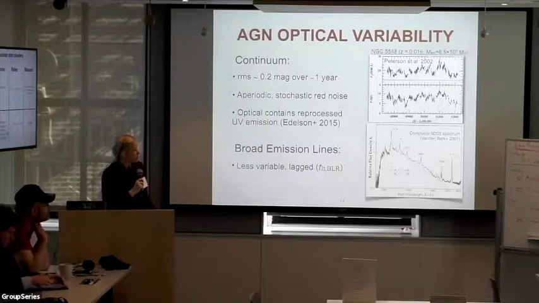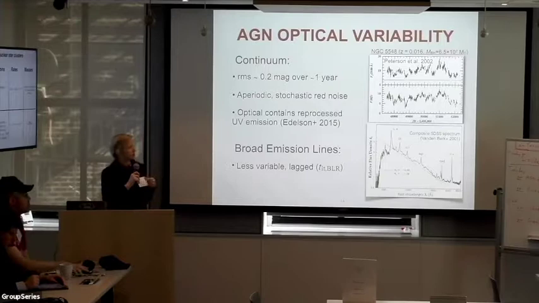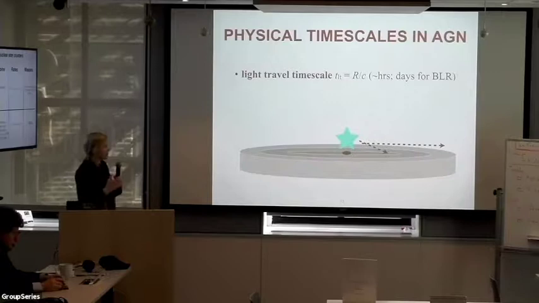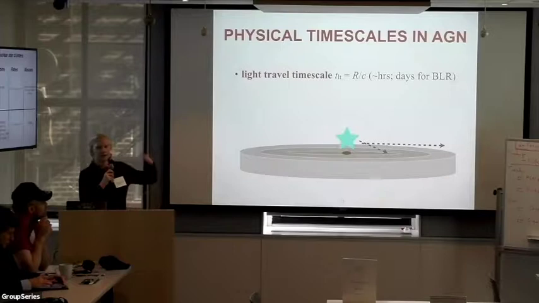We do know about the structure of the broad line region from measuring lags between the emission lines and the continuum variability. So this is all enabled by the light travel timescale. This is the first timescale I'll mention here. Basically, the time it takes for light to travel throughout the disk: if you can measure the response of different emission regions in the disk, you can constrain size scales.